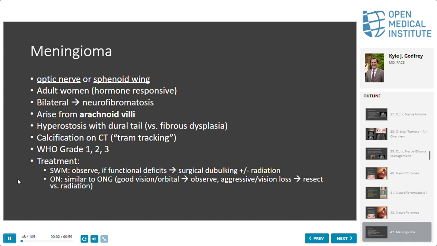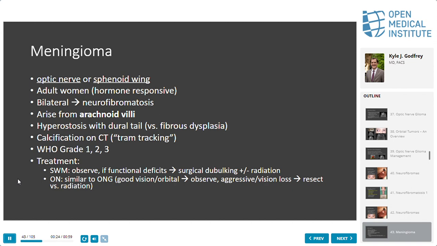Meningiomas basically come in 2 flavors. These are more common in women. They tend to be hormonally responsive. They tend to grow during pregnancy. And the 2 basic types are either optic nerve sheath meningiomas within the orbit or the sphenoid meningiomas that tend to present in the sphenoid wing, maybe with intracranial involvement. And I'll sort of show you a couple imaging examples of those. They arise from the arachnoid villi.